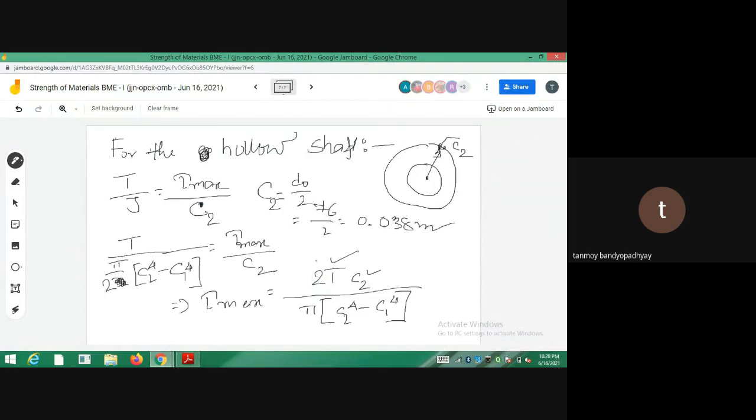Okay? And what will be C1? C1 will be equal to the inner radius. So that is D1 by 2. What was given for this? 24, right? So it should be 0.012 meter, I think. Okay? So just put all the values and calculate them. So you'll be getting the answers.